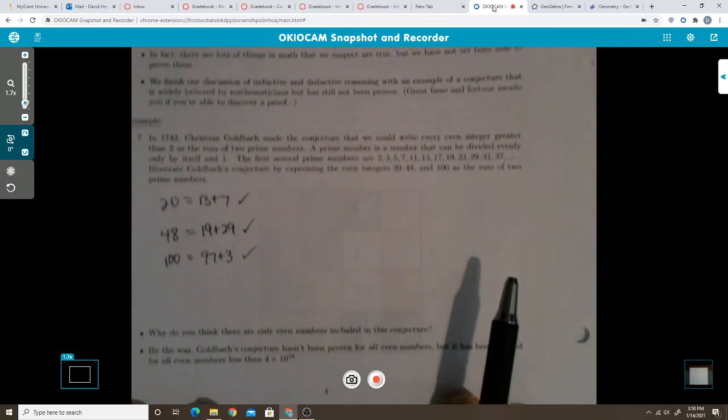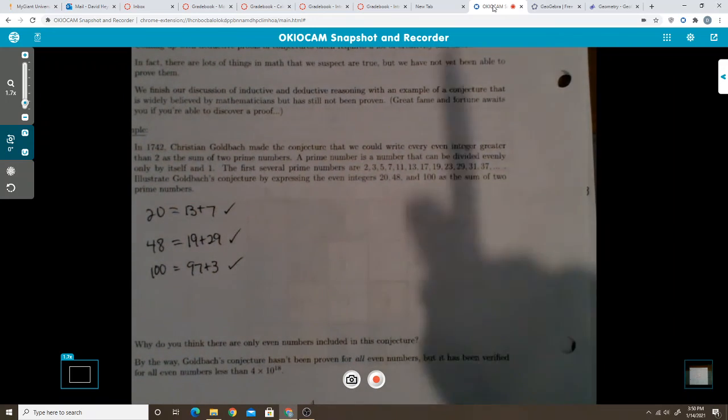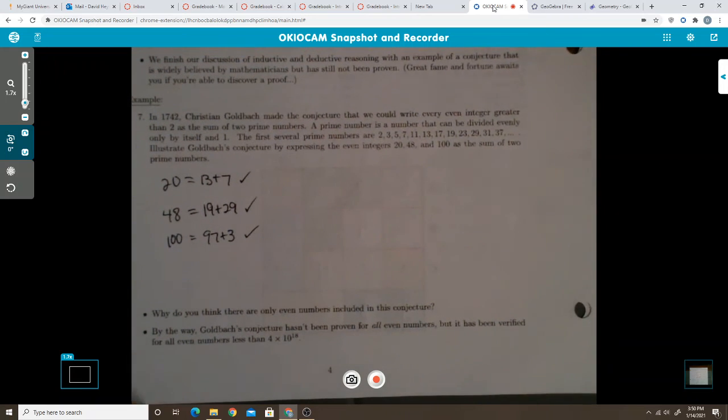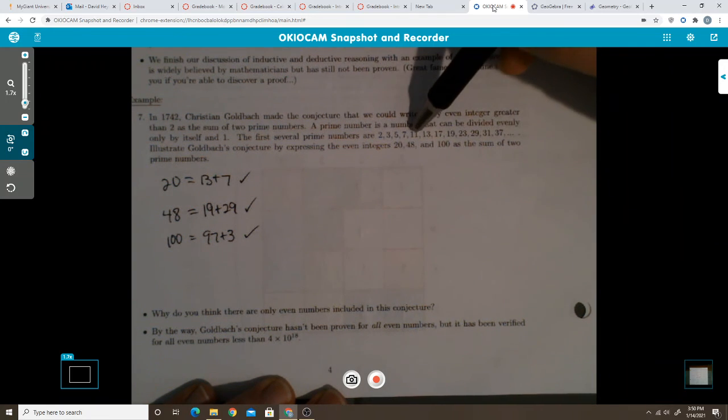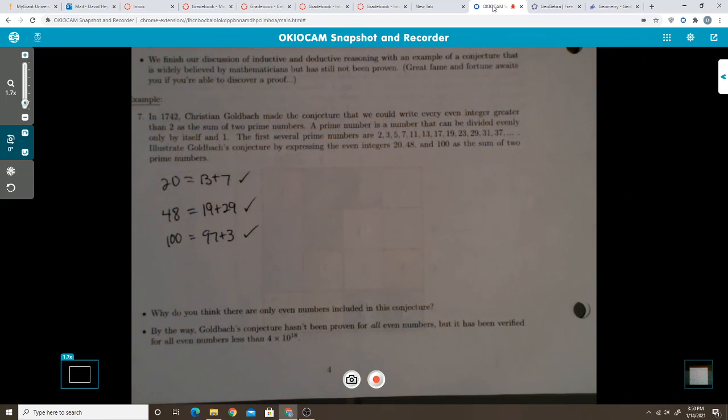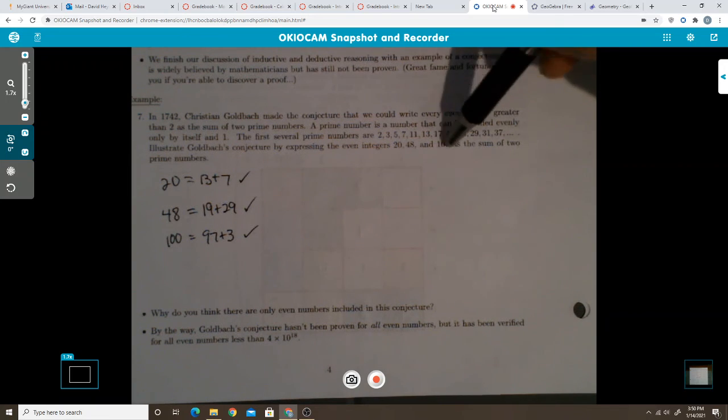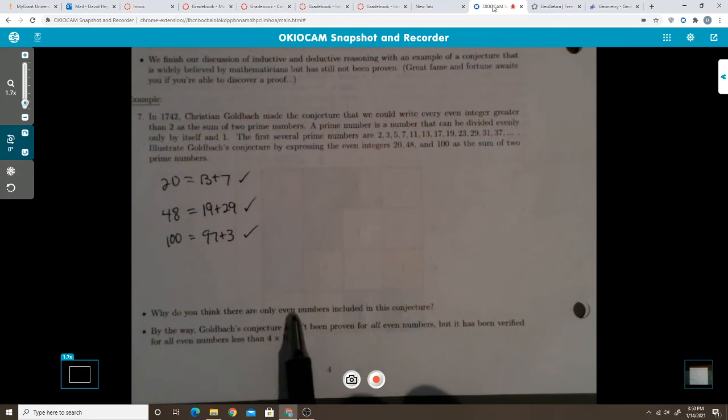Now, one question to think about is, why only the even numbers? Why can you not write the odd numbers as the sum of two prime numbers? One thing that you might notice is that most of the prime numbers are odd. 2 is the only exception, right? And we know from what we did on page 1 that the sum of two odd numbers is always going to be an even number. So if you add two prime numbers, chances are it's going to be even, right? So that's why only the even numbers are included in the conjecture.